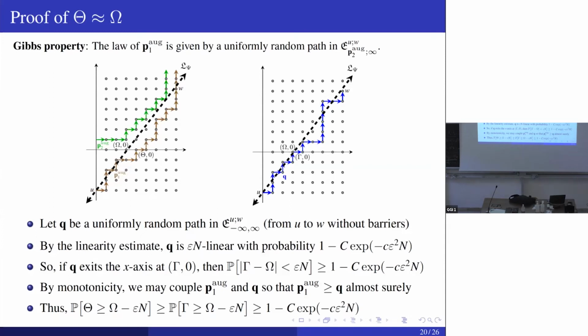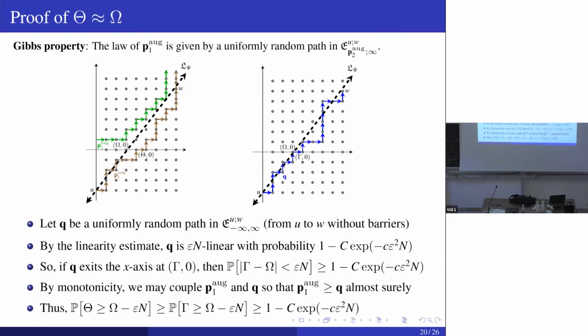And remember that random walks are basically linear. So by the linearity estimate, Q is basically linear. Up to some error epsilon n, it's linear with very high probability. That means that if Q exits the x-axis at some point gamma, then gamma is very close to this omega, with very high probability. The full blue path is close to the full L line, so the places where they meet the x-axis are going to basically be the same.